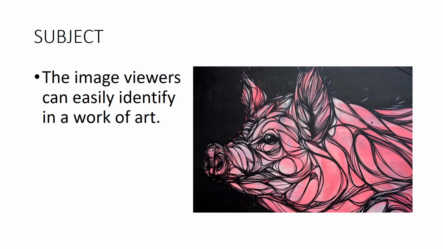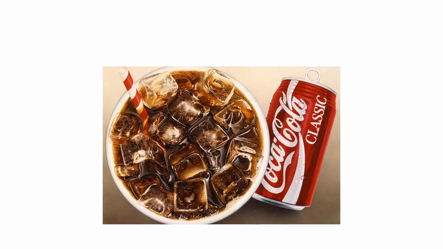This is simple. It's just what you see. It's what you can identify. You want to try to keep this as simple and straightforward as possible. So even though this is a lot of flowy, curvy lines, it's easy to identify this as a pig. And this is pretty easy to identify. This is a can of Coke and delicious fountain soda full of icy Coke. You could just say the subject is Coca-Cola. If you want to be a little more specific, you could say a can of Coke and a fountain soda of Coke.